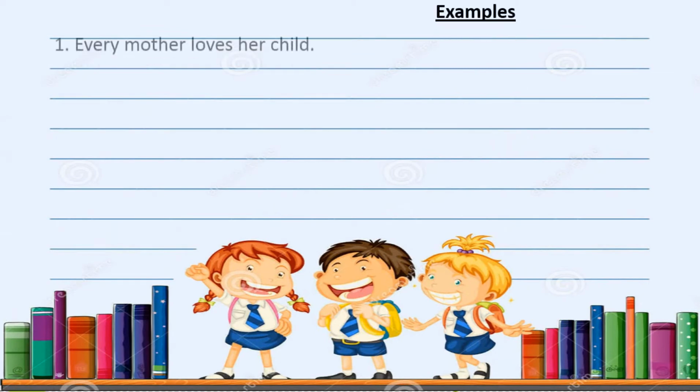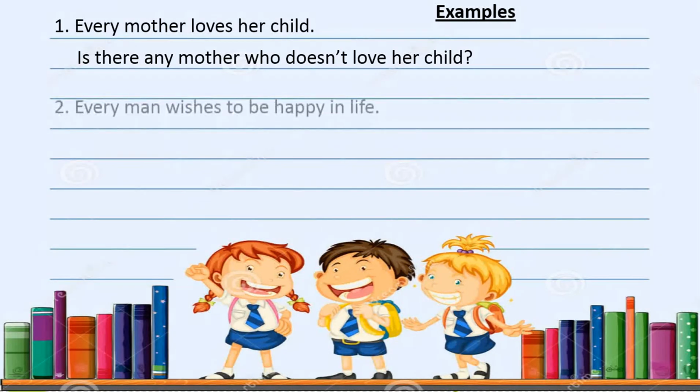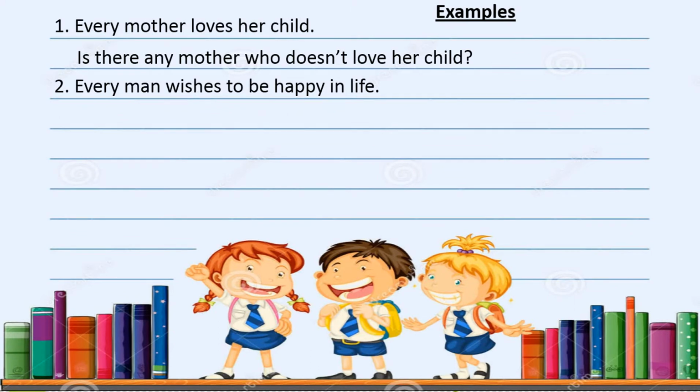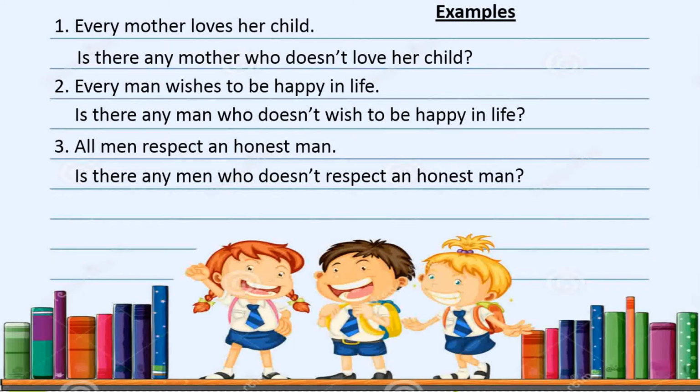Let's have some examples. Every mother loves her child. Here we have found every plus mother. Mother is a common noun. From the structure, firstly we will write is there any plus the noun mother. So is there any mother, then who doesn't? Is there any mother who doesn't love their child? Very easy. Every man wishes to be happy. Is there any man who doesn't wish to be happy? Fine. Next one. All men respect an honest man. Is there any man who doesn't respect an honest man?